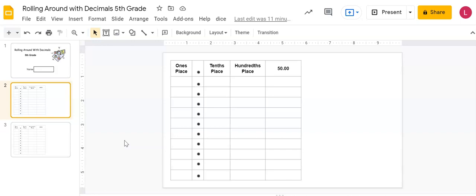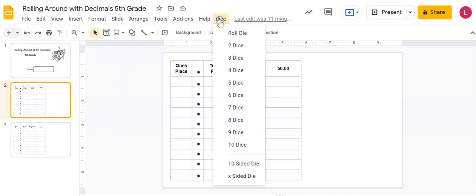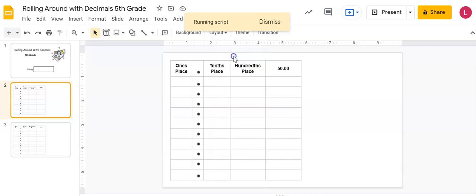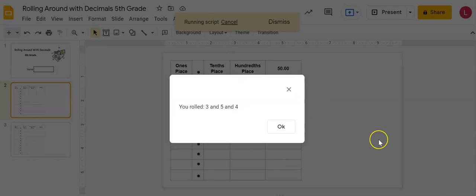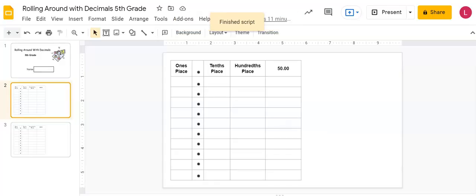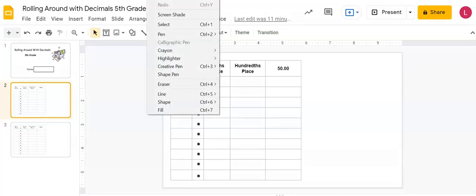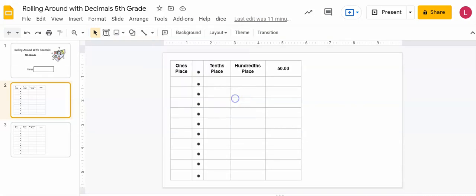And so what we're going to do is roll some dice, and because we don't have dice here, we're going to use some virtual dice. So all you have to do is click this dice button, and I'm going to roll 3 dice here. Okay, so I rolled a 3, a 5, and a 4. I'm going to write those digits down. A 3, a 5, and a 4.